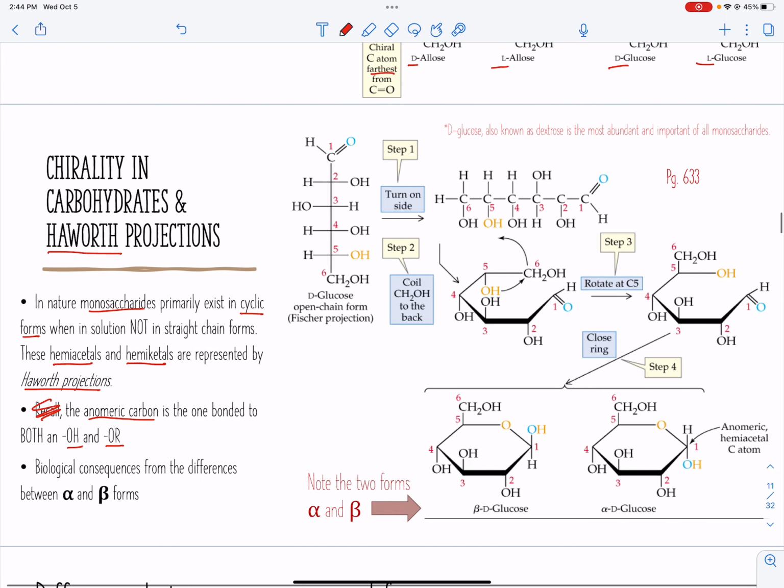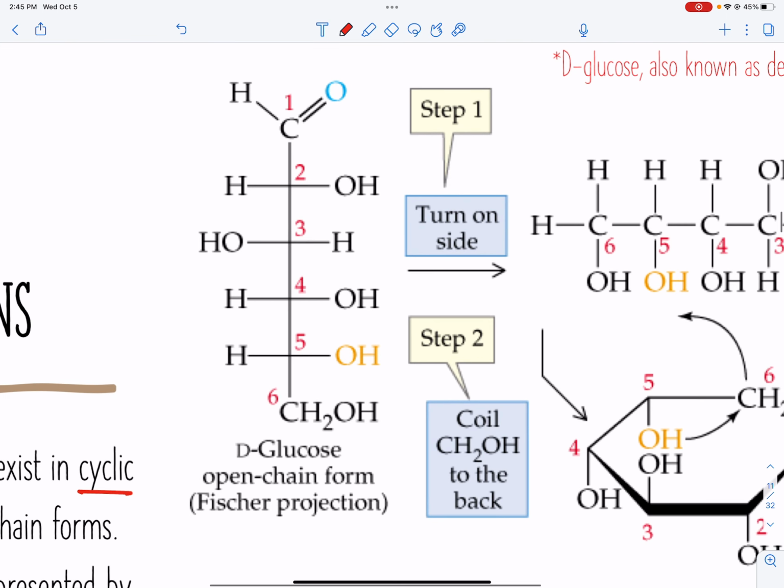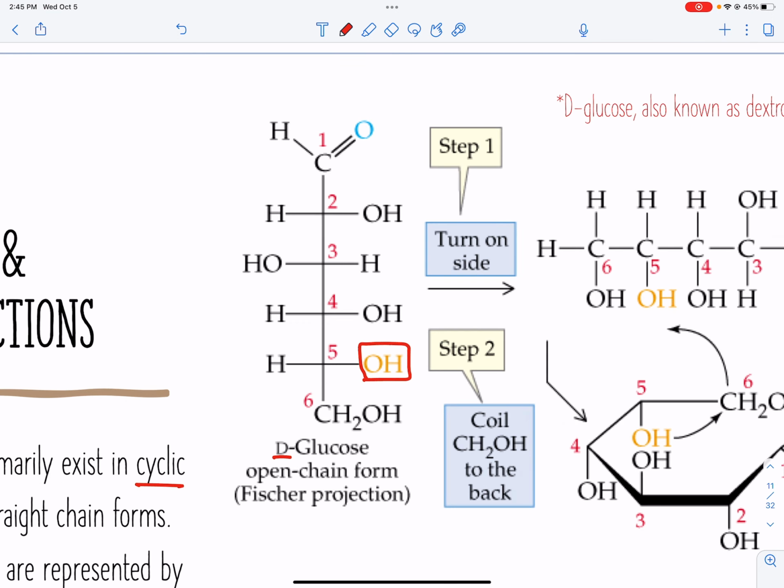So I want to zoom in on this figure. So here we have glucose, D-glucose. We eat it every day, and it's in a straight chain Fisher projection. So it's D because the OH group on the chiral carbon farthest from the carbonyl carbon is pointing to the right. So we're going to follow the steps here to convert it into its cyclic form.